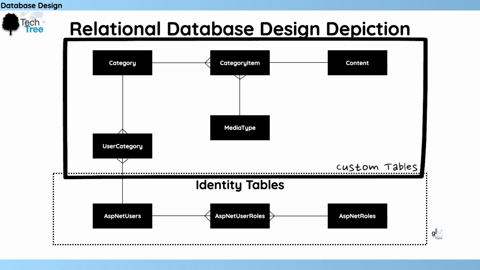So, we are going to create a class for representing the category table, a class for representing the category item table, a class for representing the content table, a class for representing the media type table, and a class for representing the user category table.